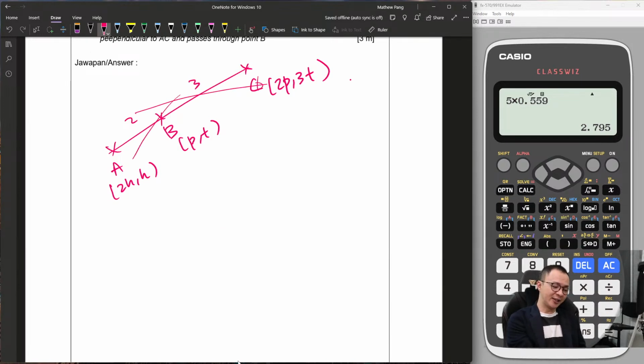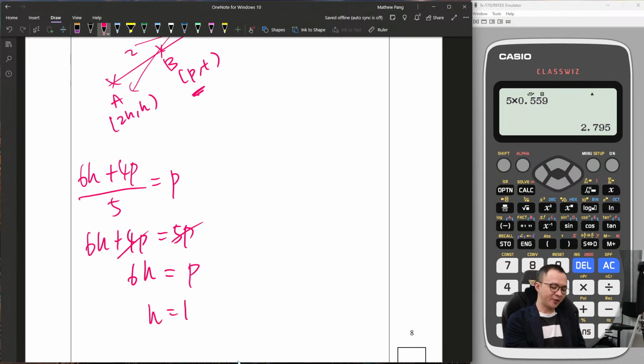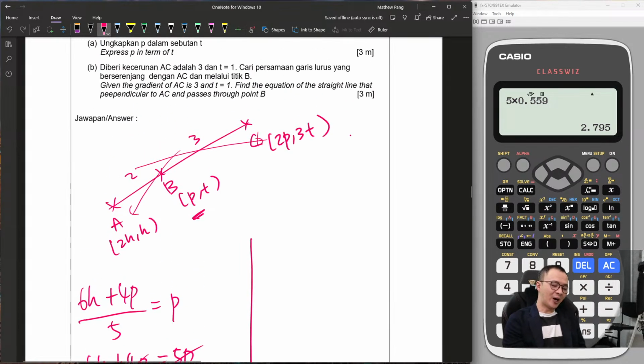Cross multiply, isn't it? So 3 times 2H is 6H, plus 2 times 2P is 4P, divided by the total ratio, equals the middle P value, which equals P. So 6H plus 4P equals 5P. Then minus, I get P equals 6H. And making H the subject, H equals P/6. First equation.